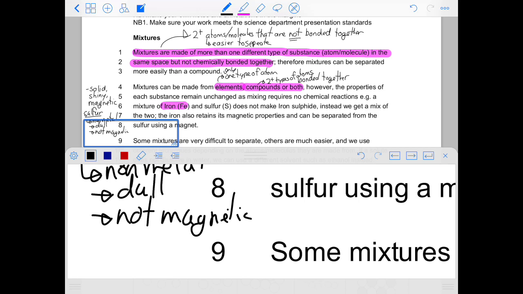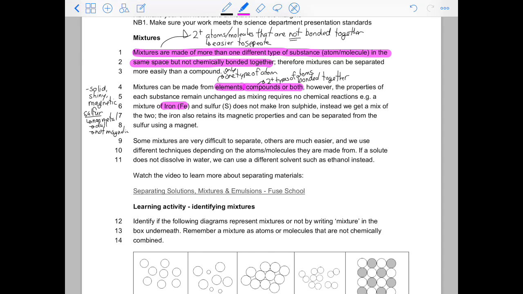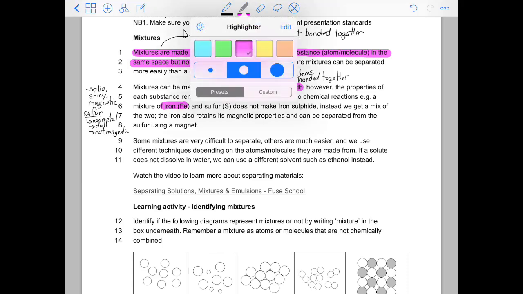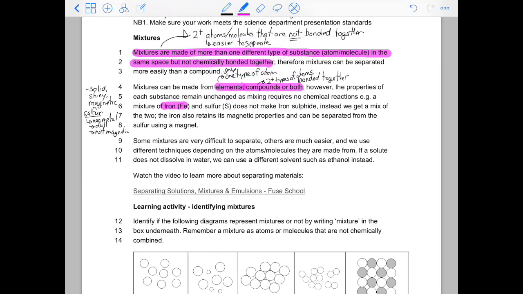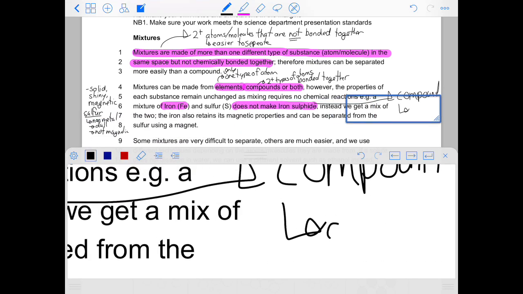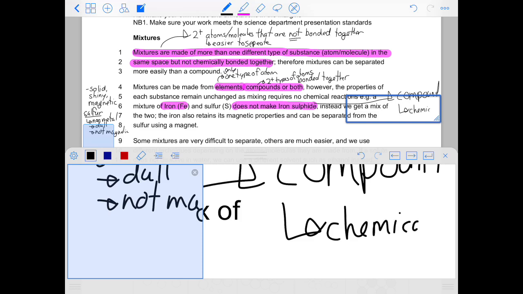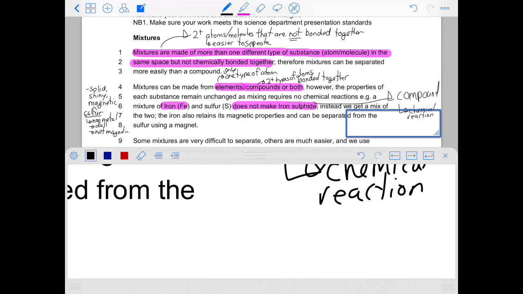And it's very brittle as opposed to iron, which can bend very easily. So when we mix iron and sulfur together in a test tube, for example, we get a mix of the two, but no chemical reaction takes place, so it does not make iron sulfide. So iron sulfide would be a compound, and it takes a chemical reaction to create it.